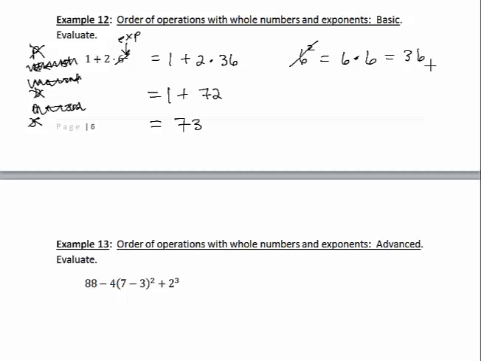So don't be afraid to just scribble something off to the side, instead of writing this out 1,000 different times just to calculate something. Don't be afraid to scribble something out to the side and calculate it, and then take that and just plug it back into your expression.